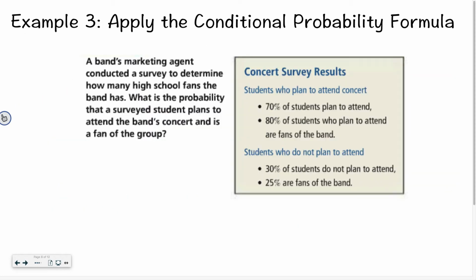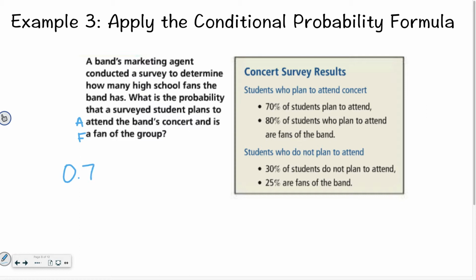All right, example 3, apply the conditional probability formula. A band's marketing agent conducted a survey to determine how many high school fans the band has. What is the probability that a surveyed student plans to attend the band's concert and is a fan of the group? So the probability to attend, I'm just going to call that A, and then being a fan can be F. So the percentage of students that plan to attend are 70, or 0.7.